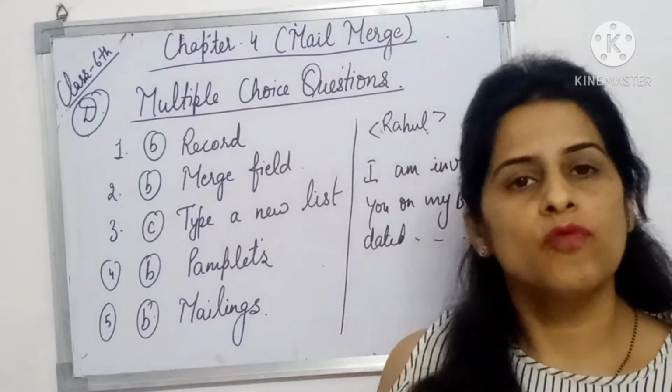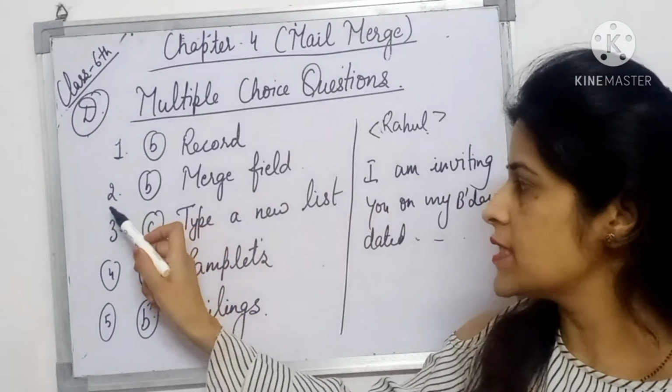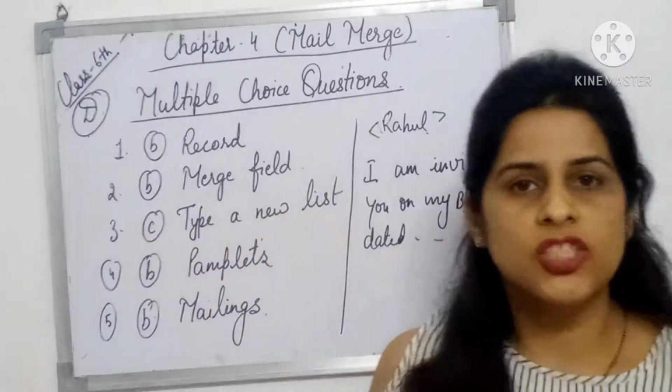Then which data item will we use? We will use the data item that is the merge field options. So the second answer is B, that is the merge field.